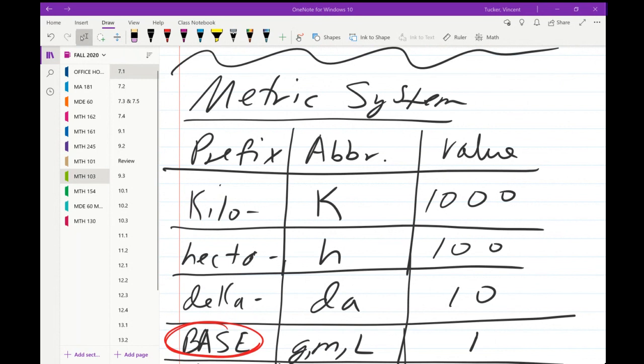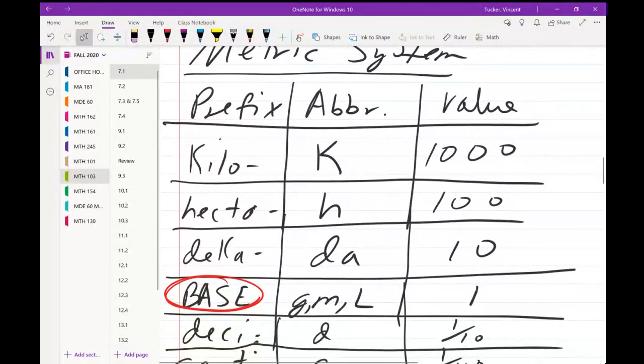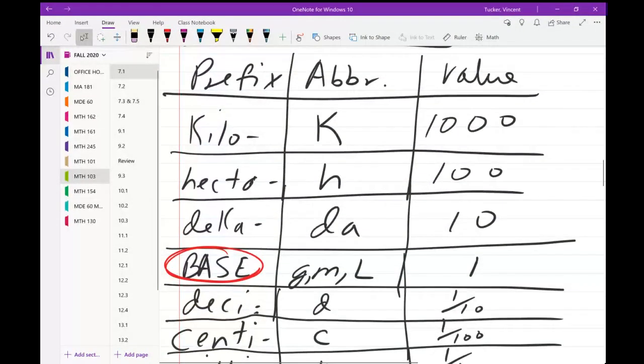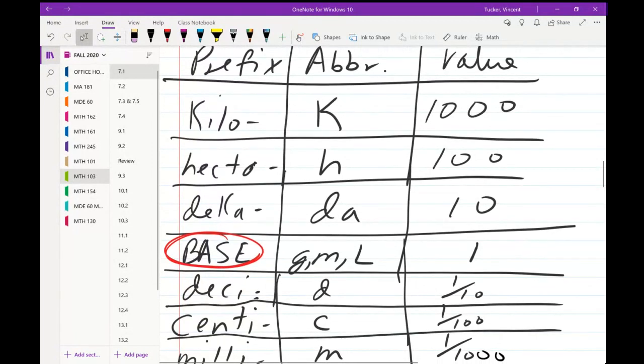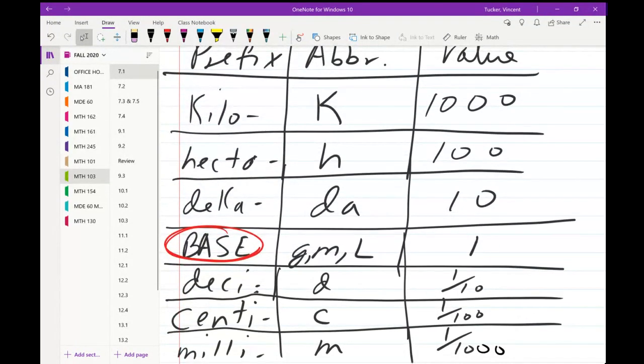And so we have our prefixes of kilo, hecto, deca, and we have our base, and we'll talk more about the base in a second. Deci, centi, and milli. And we have our abbreviations, K, H, D, A, and like I said, our bases, G, M, L, D, C, and M. And then our values, 1,000, 100, 10, 1, 1/10, 1/100, and 1/1000.